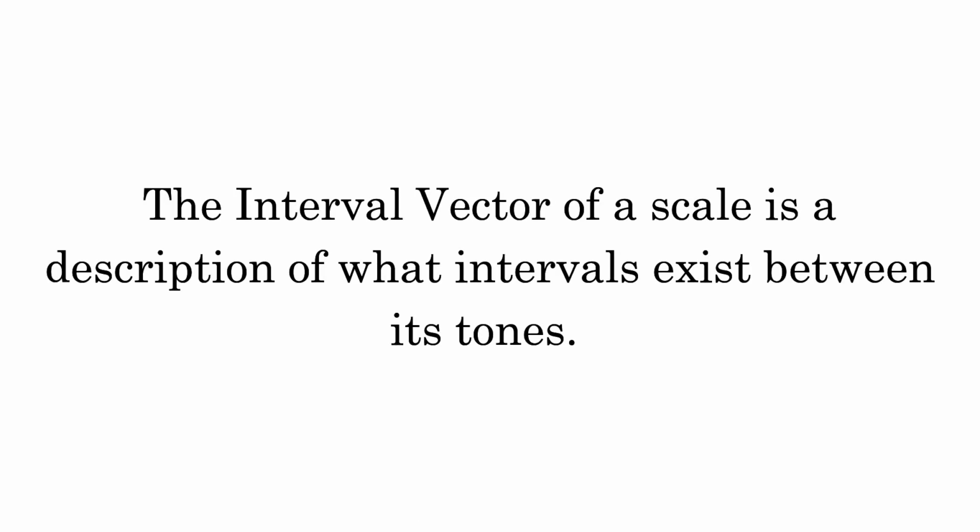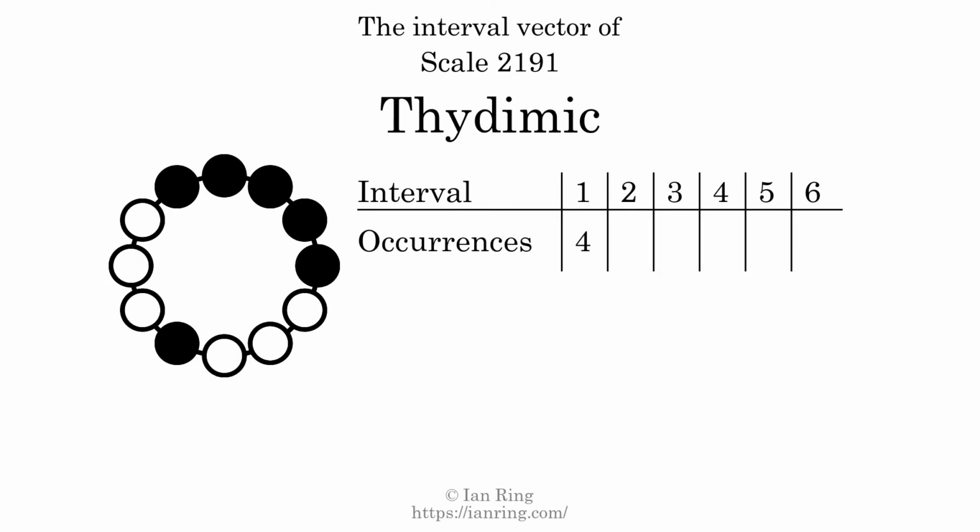The interval vector of a scale is a description of what intervals exist between its tones. There are 4 intervals with the size of 1 semitone. They are here, here, here, and here. There are 3 intervals with the size of 2 semitones. They are here, here, and here. There are 2 intervals with the size of 3 semitones. They are here, and here.